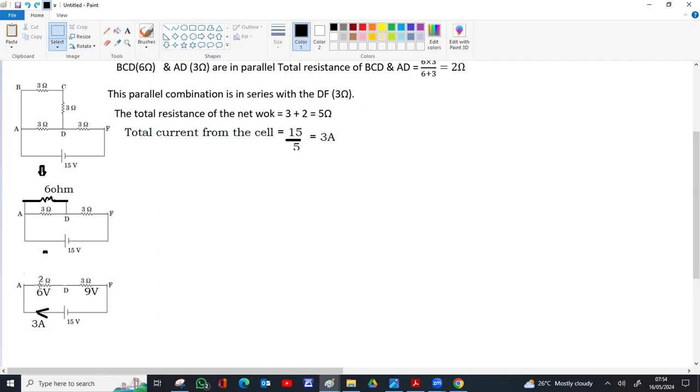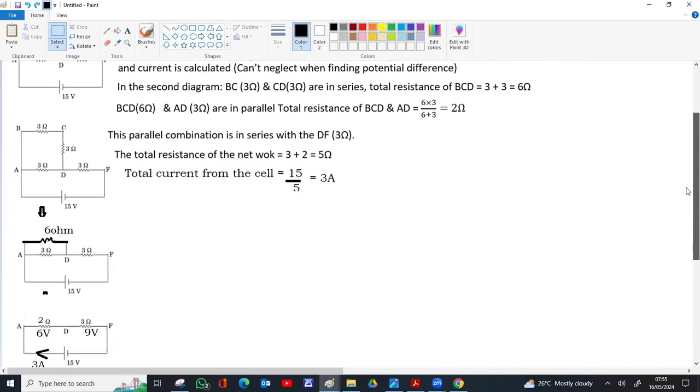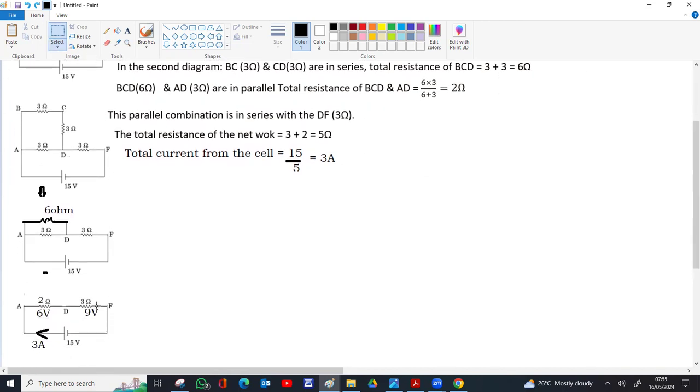We can use Ohm's law to find the potential difference across AB. I into R, 3 into 2, 3 ampere into 2, 6 volt. Same current flows through DF also. So 3 ampere into 3 ohm will be 9 volt. So AD will be 6 volt, DF will be 9 volt. DF 9 volt means the potential difference across this 3 ohm will be 9 volt. Now if you look back from here, these are the values for 9 volt and 6 volt for AD and DF.